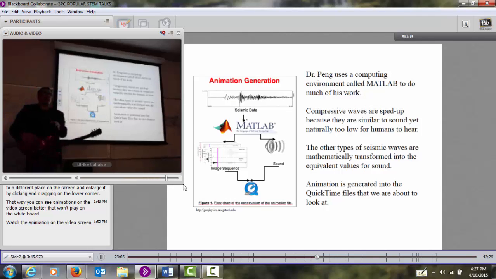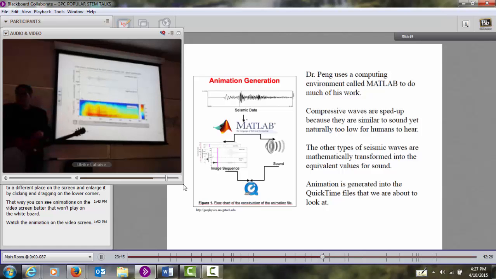What Dr. Peng does is he takes the files and runs them through a computing environment called MATLAB. The compressive waves are sped up. The other types of seismic waves, which do not translate to sound at all because they don't behave like sound, he uses mathematical operators to transform into sound waves. Then he uses MATLAB to generate animation files in QuickTime, and they match up very well. He does a lot of math to make this happen.